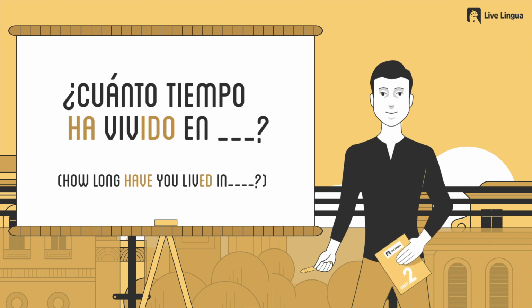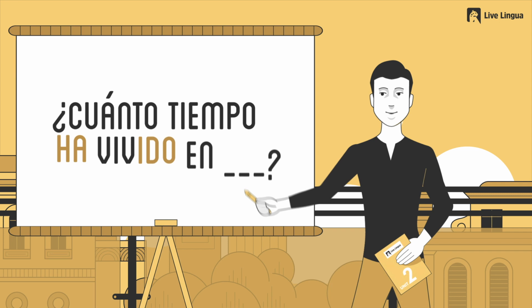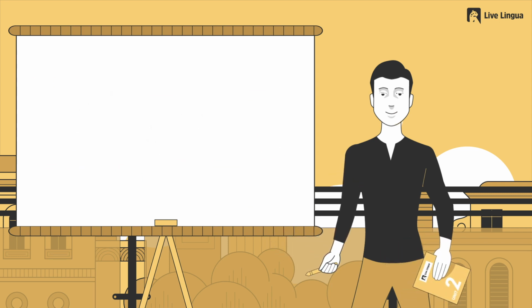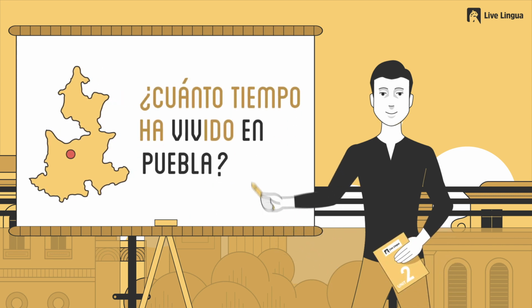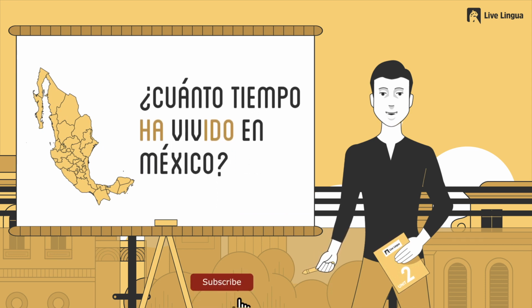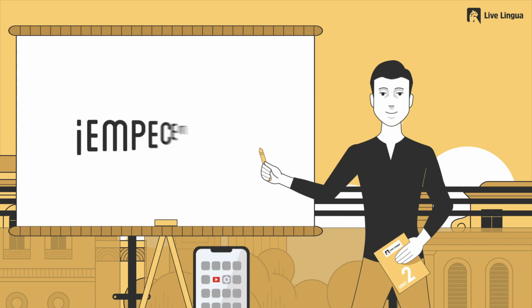In these exercises, we're going to give you a location, and all you have to do is repeat it out loud by adding the words ¿Cuánto tiempo ha vivido en to the beginning of each sentence. Here's some examples. Puebla. ¿Cuánto tiempo ha vivido en Puebla? México. ¿Cuánto tiempo ha vivido en México? It's that simple. Let's get started. Empecemos.